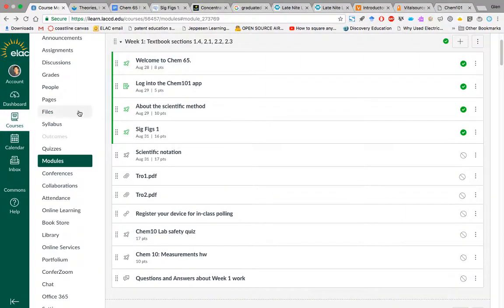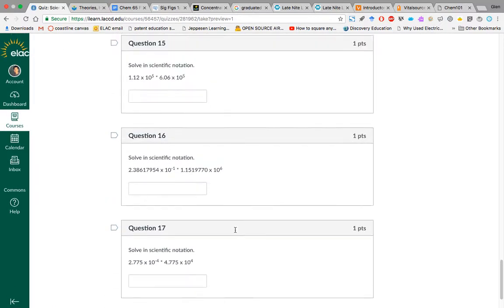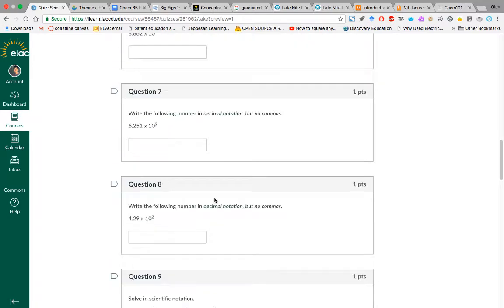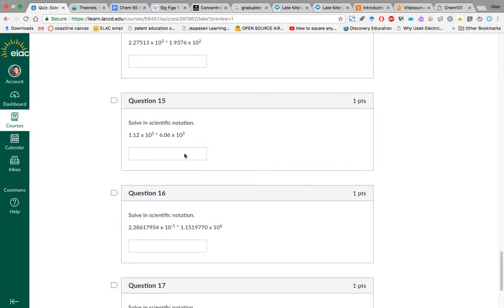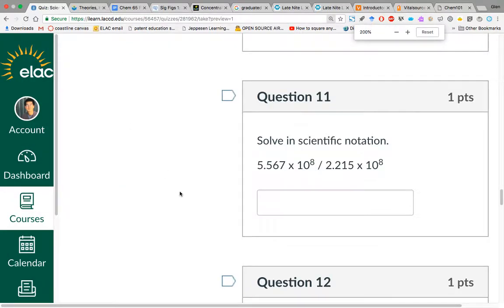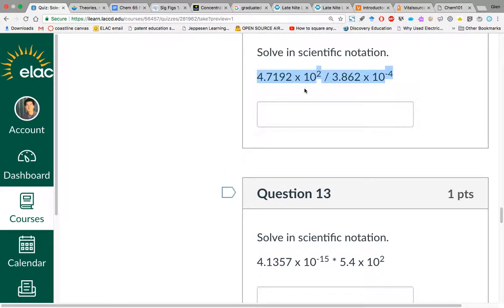Let me get you a nice little scientific notation problem from the scientific notation homework. Let me go down here and show you how you need to use the calculator. Look at this great little problem right here. Can you see that? Let me make it bigger for you. Let's do this problem. Let me show you how to do it.